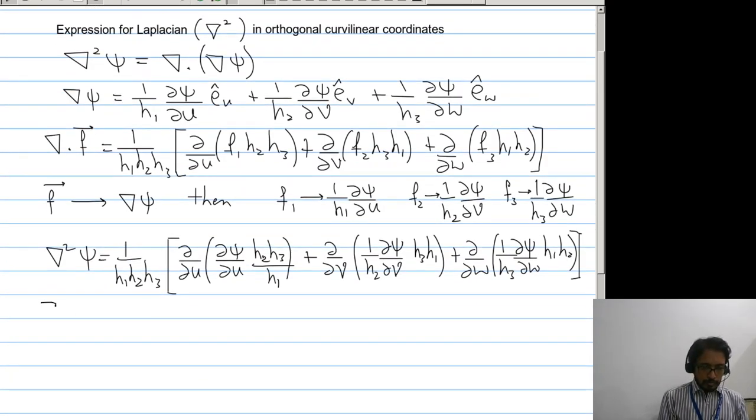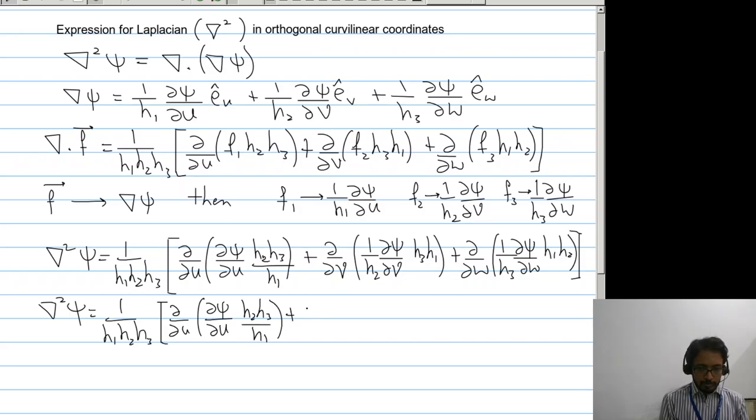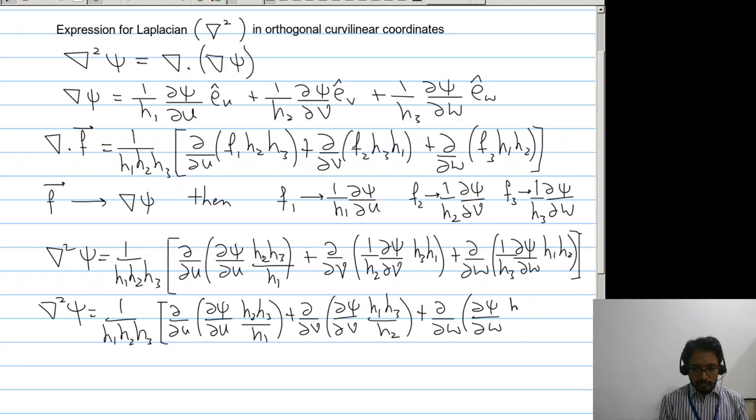So del squared psi will be 1 over h1 h2 h3 of dou by dou u of dou psi by dou u into h2 h3 over h1, plus dou by dou v of dou psi by dou v into h1 h3 over h2, plus dou by dou w of dou psi by dou w into h1 h2 over h3.